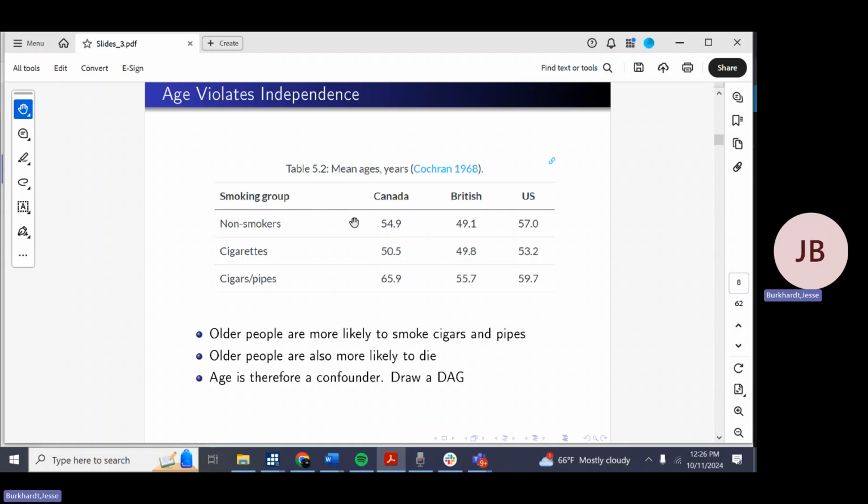So here are the average ages of people in the groups in this study. Non-smokers' average age is 55. A little bit older than cigarette smokers in Canada, but cigar and pipe smokers across the board are older. And so older people are more likely to die, and they're also more likely to smoke cigars and pipes, so that's a problem. We could draw a DAG to represent this, but at this point, I think you kind of know how this works.